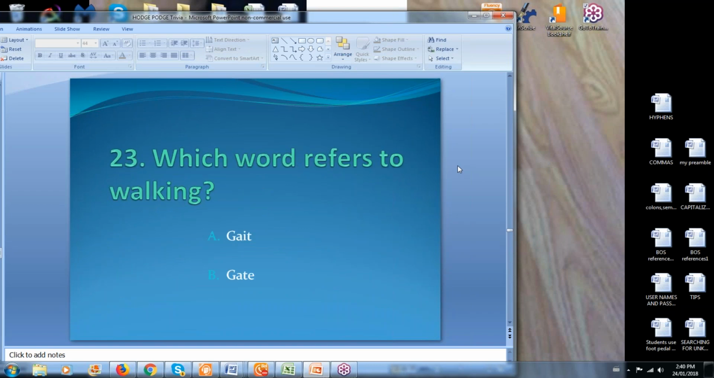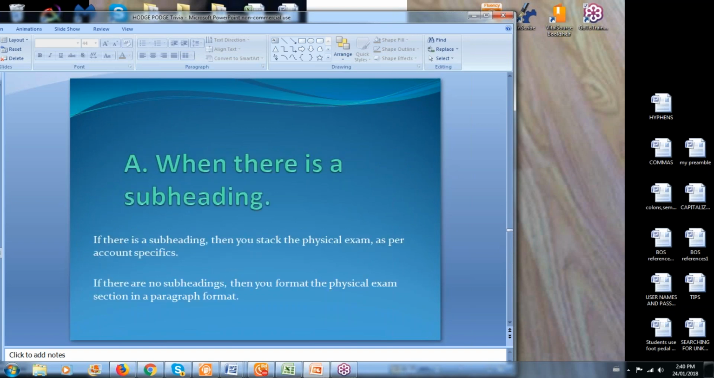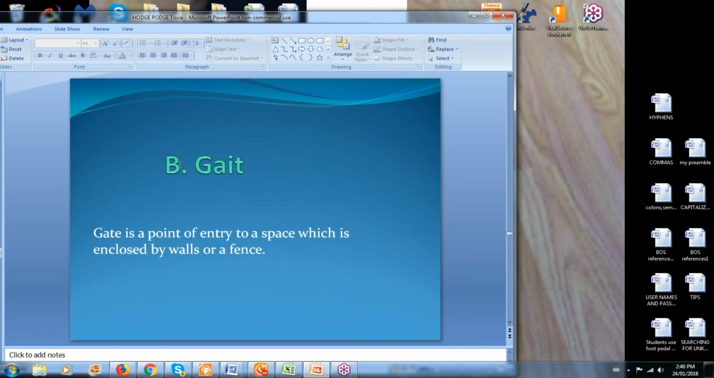Which word refers to walking? A, gait, G-A-I-T, or B, gate, G-A-T-E? That would be B, G-A, did I say? Oh, that should be A. Because gate, G-A-T-E, is a point of entry to a space which is enclosed by walls or a fence. So it's something you walk through, in other words.